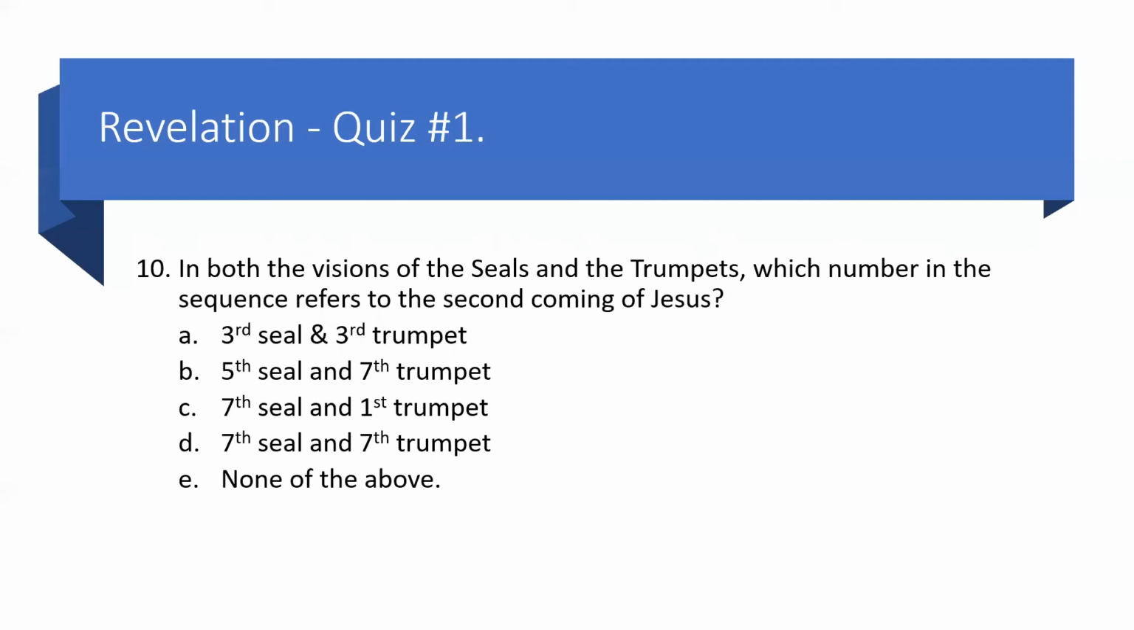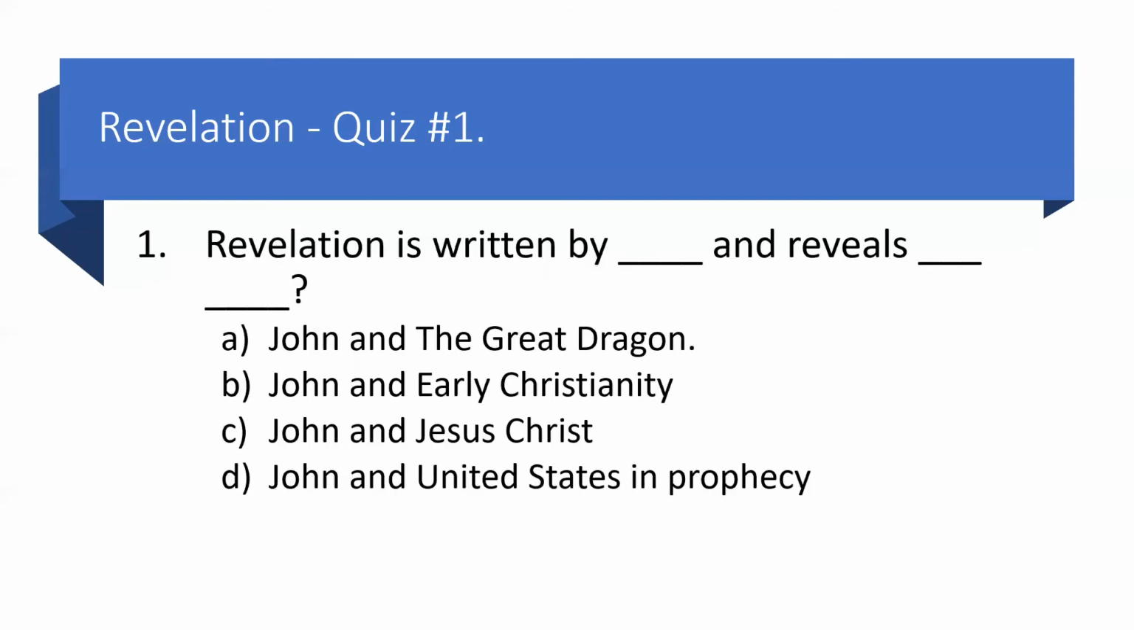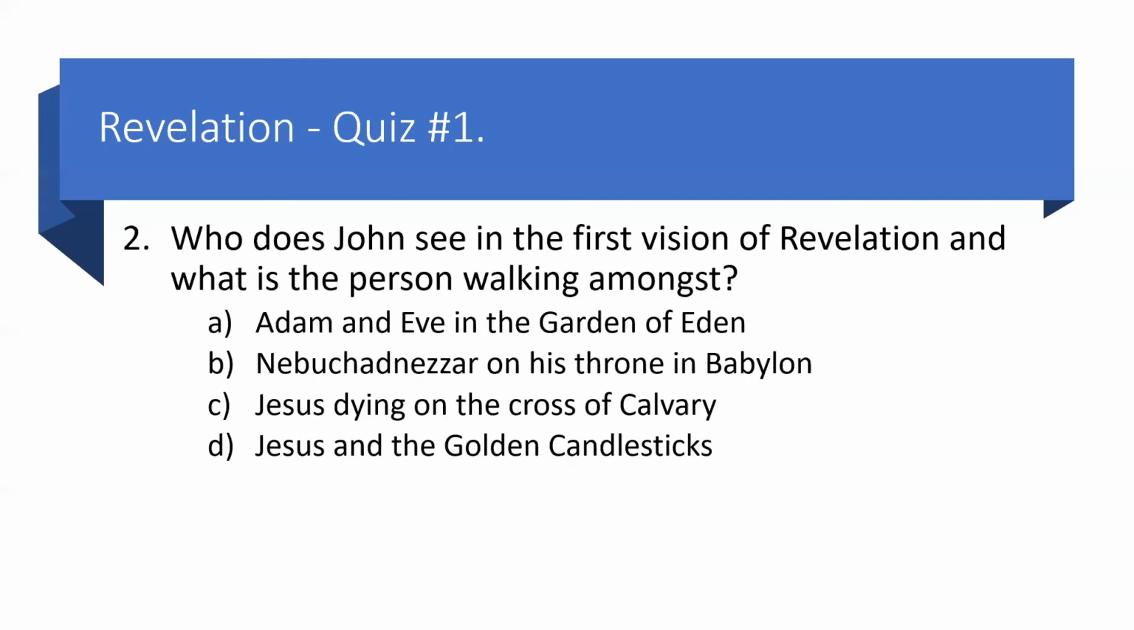Great. So let's go through some answers for these now, if you have your stuff written down. So let's go. The first question was, Revelation is written by somebody and reveals somebody, and the answer for that is John and Jesus Christ. It is written by John, I told you that just now, and it reveals Jesus Christ, right? That's why you had two dashes here to kind of give you a hint. All right, it certainly talks about United States and prophecy, but that's not the main thing. John is really revealing Jesus Christ because it starts off by saying the revelation of Jesus Christ, right? So that is what that one is.